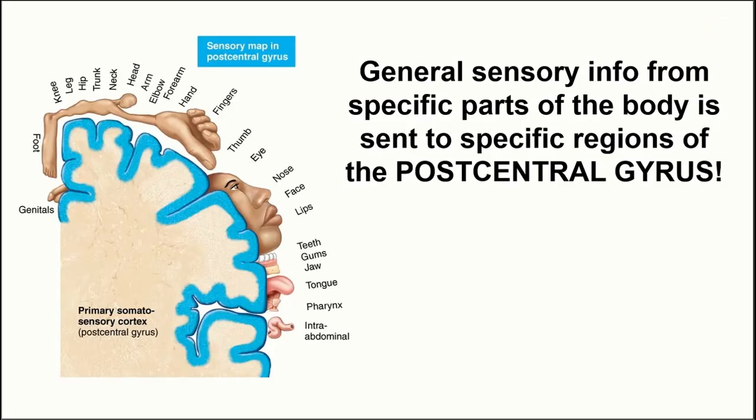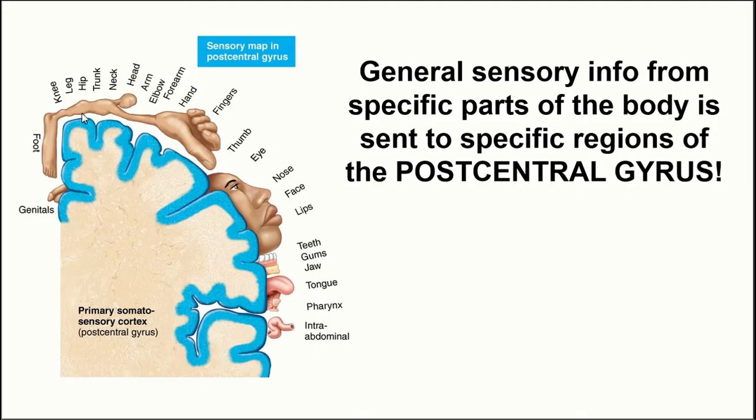Just as we saw with the precentral gyrus, which is the main region of the brain for controlling all of our voluntary skeletal muscle movements, we also see that the entire body is represented spatially on the postcentral gyrus. That's the primary somatosensory cortex. For example, the neurons that sense general stimuli from the neck are in a different location on the gyrus than neurons that sense stimuli from the leg or the nose.